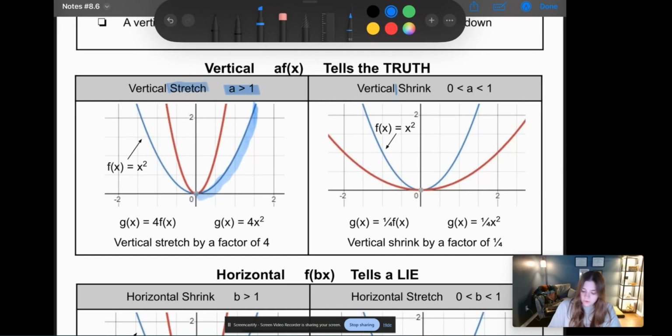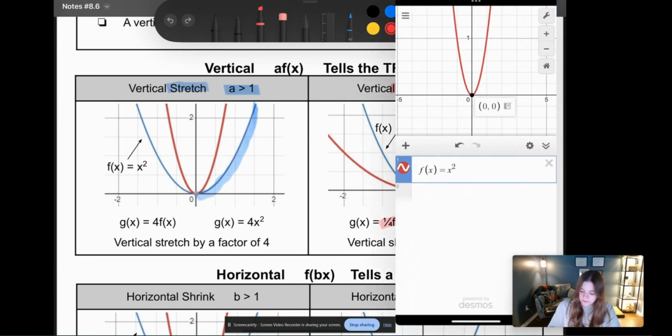Now, a vertical shrink is when A is between 0 and 1. So, for example, 1/4. That's a vertical shrink. That sounds kind of confusing, but when you take a look at our examples here, what's happening to that line? Think about when it stretches. A vertical stretch is where it goes up higher, right? A vertical shrink is where we're going like this, okay? I know that's kind of funny, but remember, Desmos is your best friend.